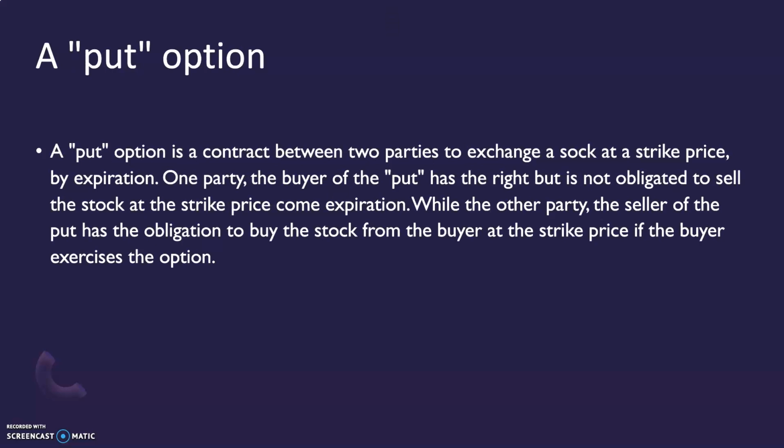Alright, so the other type of option we're going to be talking about is a put option. A put option is a contract between two parties to exchange a stock at a strike price by expiration. One party, the buyer of the put, has the right but is not obligated to sell the stock at the strike price come expiration, while the other party, the seller of the put, has the obligation to buy the stock from the buyer at the strike price if the buyer exercises the option.